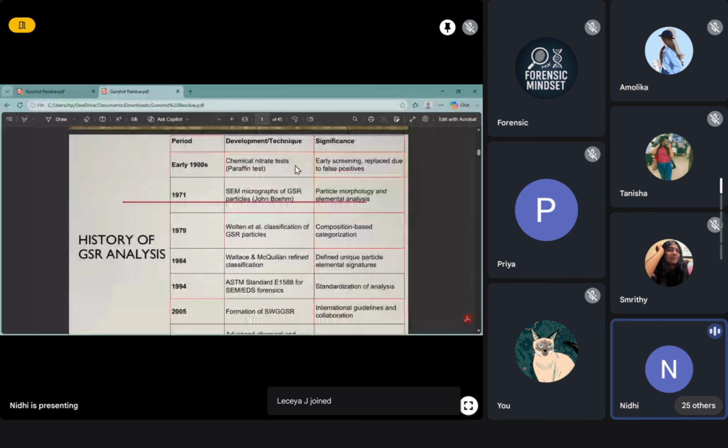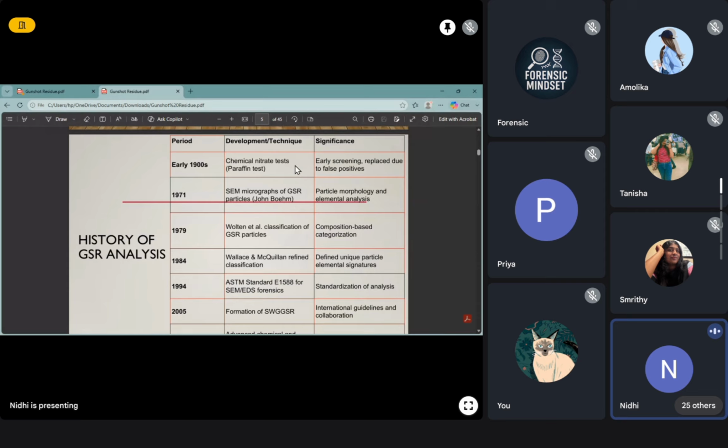This is the history of GSR analysis, which is not much asked in your college examination. It can be asked in competitive examinations, but till now I haven't seen any questions regarding this. But you can just see that in early 1900 there was the development of the chemical nitrate test, also known as the paraffin test, and its significance was early screening, replaced due to false positive results. Then in 1971, we had SEM micrographs of GSR particles, developed by John Boehm. In this, we are looking at the particle morphology and elemental analysis.